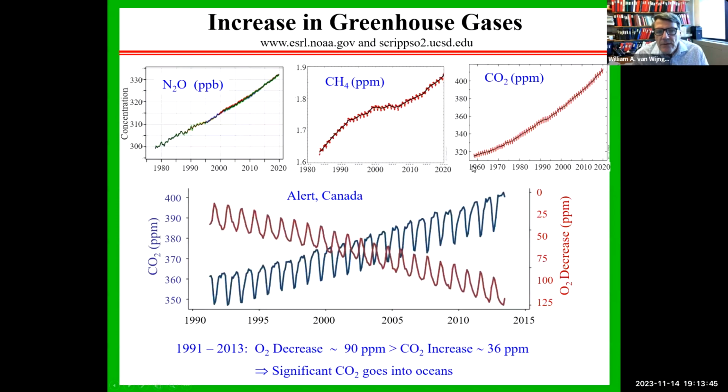Now, when you have CO2 going up, here are some measurements in the bottom panel at Alert. So the CO2 is in this blue panel. The carbon from these fossil fuels burns with oxygen, so you expect CO2 to go up, coinciding with a decrease in oxygen, and indeed there is a slight decrease in oxygen. Note, however, that the oxygen decrease of about 90 parts per million from 1991-2013 is greater than the CO2 increase of about 36 parts per million. The reason is that a lot of the CO2 that's produced goes into the oceans. So that's why these two are not equal.